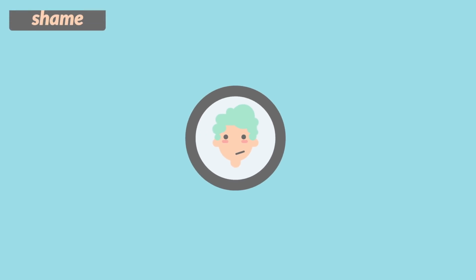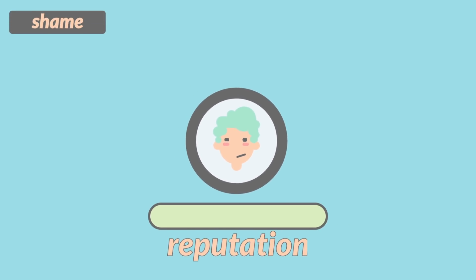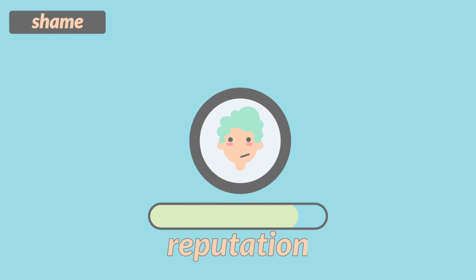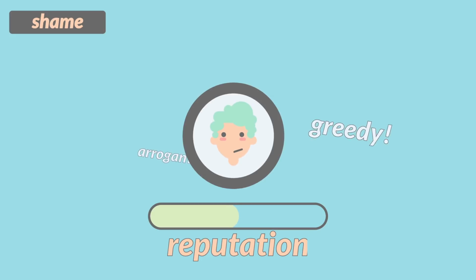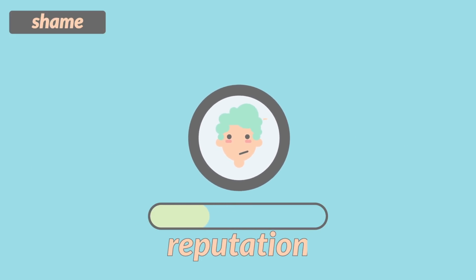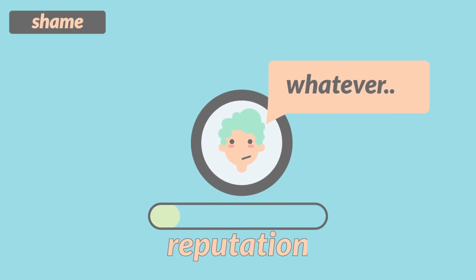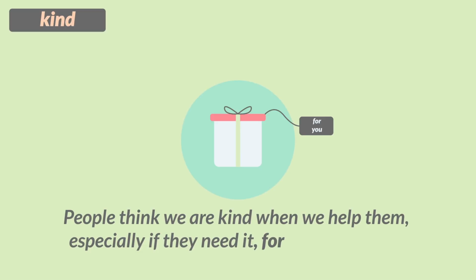The fourth duality is shame versus shameless. We feel shame when we have been discredited for, as Aristotle would call it, some moral badness we have done, such as being cowardly, greedy, arrogant, or mean. We feel shameless when we don't care about people's thoughts about our moral badness. The fifth duality is kind versus unkind. People think we are kind when we help them, especially if they need it for their own sake.